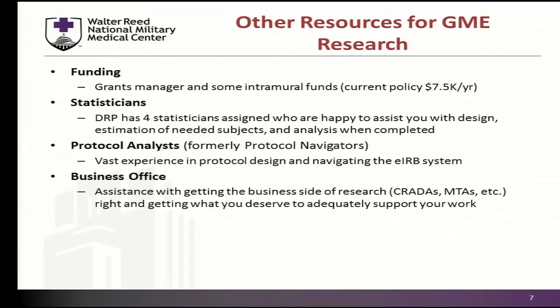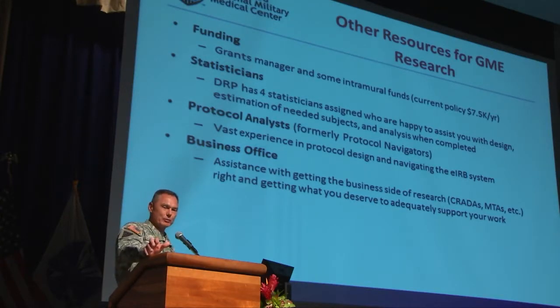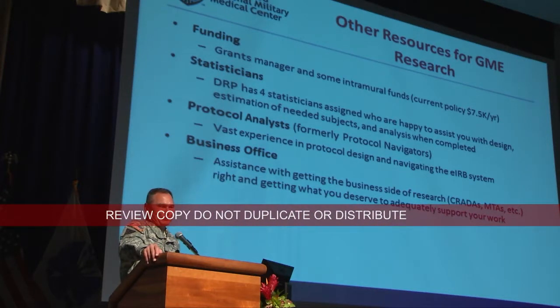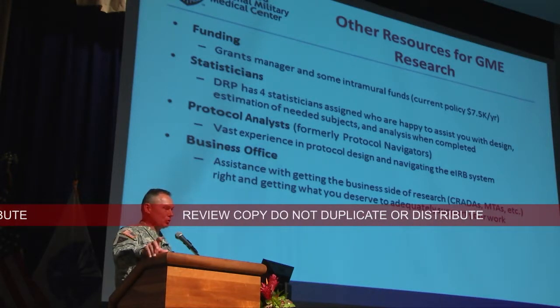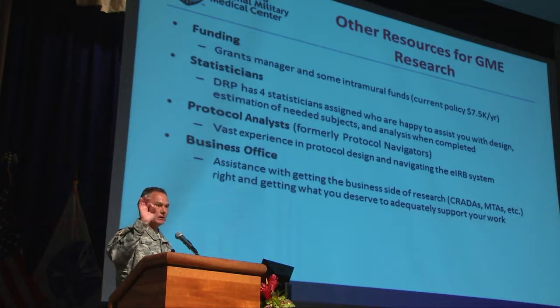We also have other resources within the department that people don't know about. One of them is funding. When I first came here, somebody told us that we had $250,000 somewhere for graduate medical education funding. Turned out that was totally fictitious. Nobody had any idea where that money was, and when I went to the comptroller's office, they said, yeah, that's a nice idea, but it just doesn't exist. So 2 years ago, we actually had $0 for GME research.